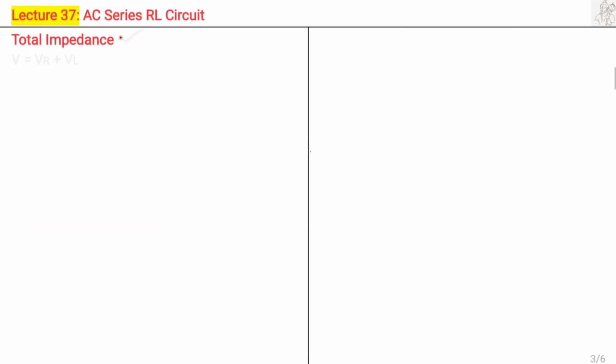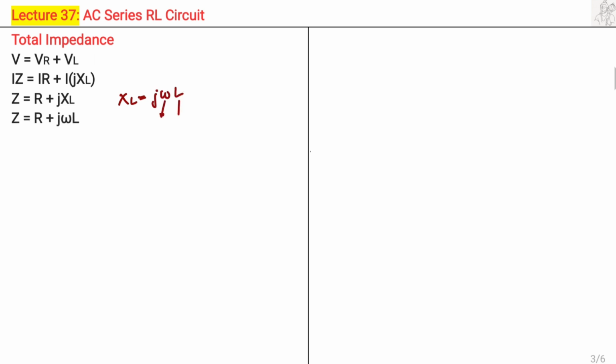Now let's find out the impedance. V is equal to VR plus VL. VR was IR, VL was I into jXL, and this V is I into Z, where Z is the total impedance of the circuit. Cancelling out I from both sides, Z becomes equal to R plus jXL, and we know that XL is equal to omega L, where omega is the angular velocity and L is the inductance. Therefore, Z becomes equal to R plus j omega L. Omega can also be written as 2 pi f. So the complete relation becomes Z equals R plus j into 2 pi f L.